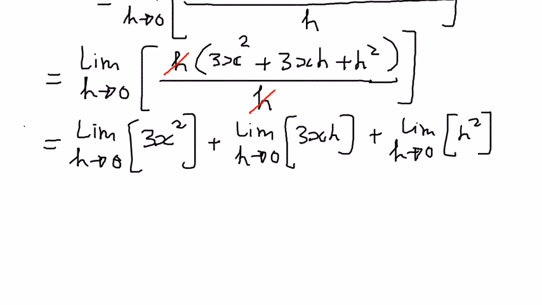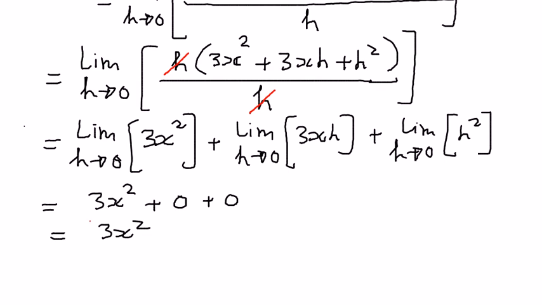Now, the limit of 3x to the power of 2 as h approaches 0 is equal to 3x to the power of 2, plus the limit of 3xh as h approaches 0. That is going to go to 0 because there is an h, and h goes to 0. 0 times 3x is equal to 0. And then the last term, the limit of h squared as h approaches 0, is also equal to 0, and therefore we are left with 3x to the power of 2.